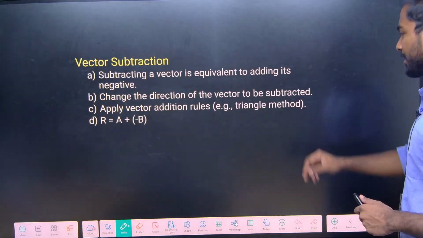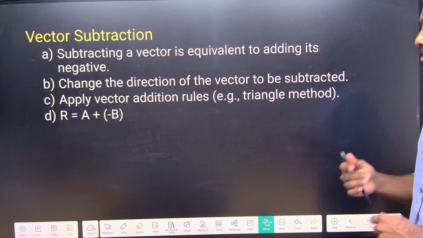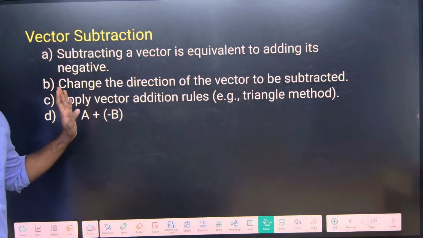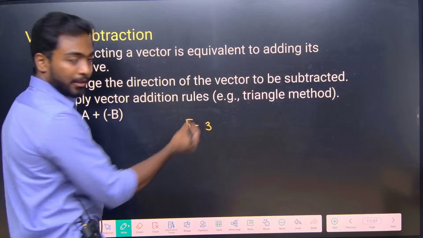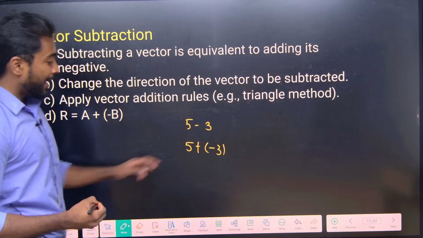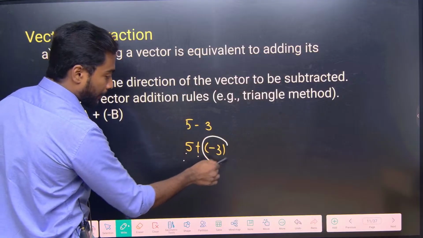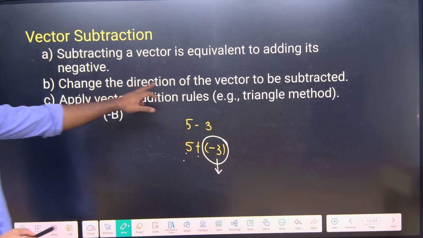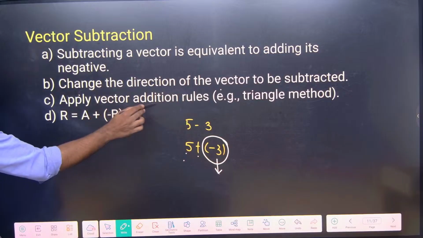Now the vector subtraction. Subtracting a vector is equivalent to adding a negative vector, that's it. What does subtraction mean? 5 minus 3, I can write as 5 plus of minus 3. I am just adding a number in the negative form. So change the direction of the vector to be subtracted. Apply the vector addition rule only.